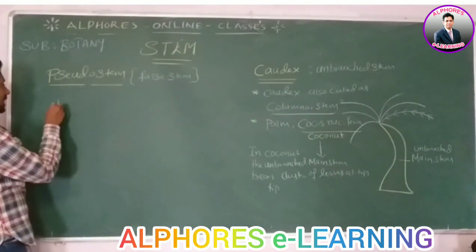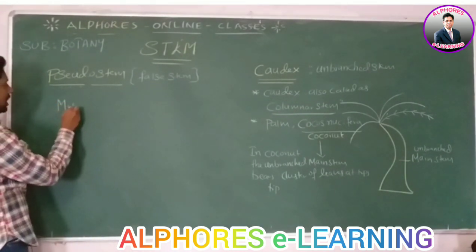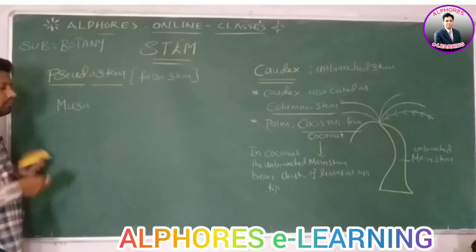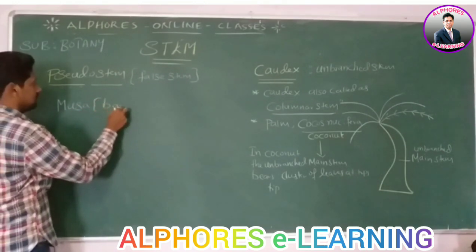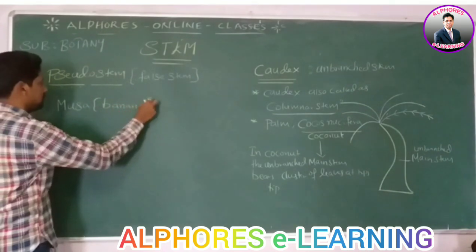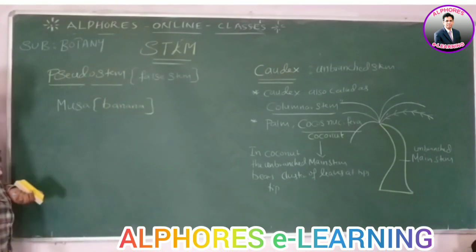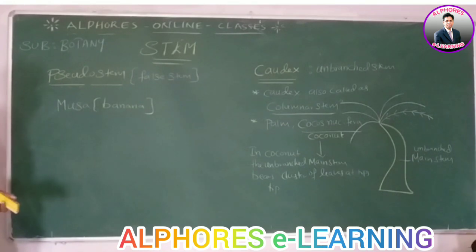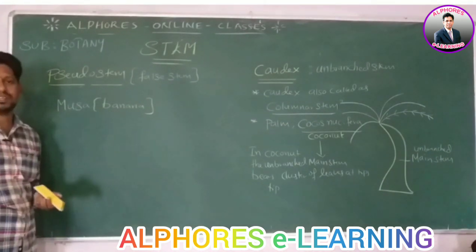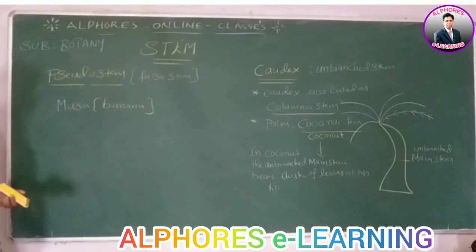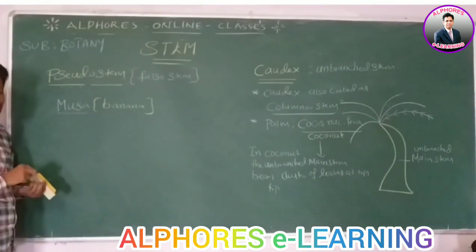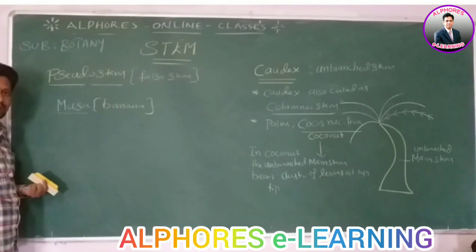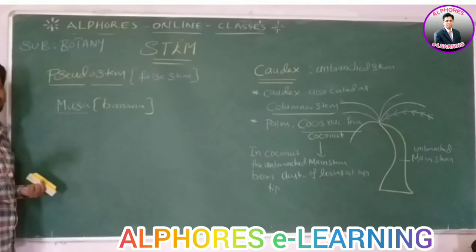Now you take banana. That is Musa, nothing but banana. Is it banyan tree or banana? It is not banyan tree. Banyan is Ficus. We discussed it in crop roots, right? Whereas Musa means banana. In case of banana, the main stem is not aerial. The main stem is underground.